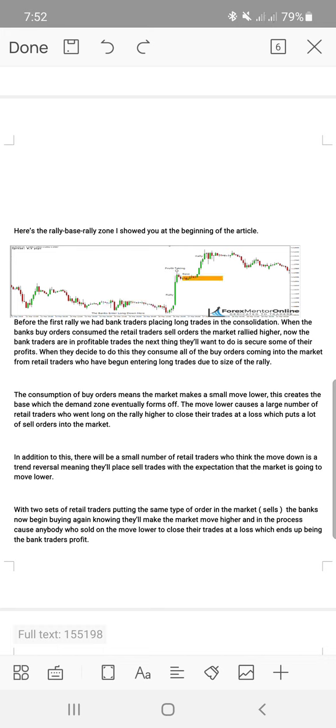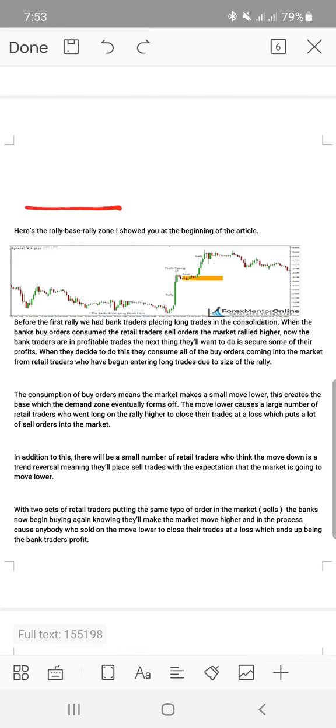Now, when the banks' buy orders consumed the retail traders' sell orders, the market rallied higher. Now the bank traders are in profitable trades. The next thing they will want to do is to secure some of their profits. When they decide to do this, they consume all of the buy orders coming into the market from retail traders who have begun entering long trades due to the size of the rally. I just read this point now, right? So what this means is that the market was consolidating, right?